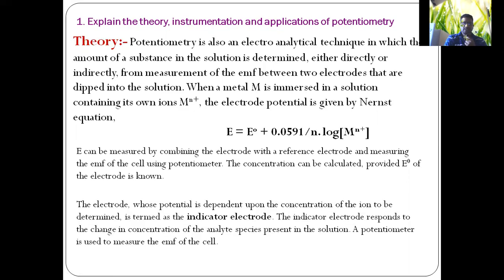The electrode whose potential is dependent upon the concentration of the ion to be determined is termed the indicator electrode. So in potentiometry, two electrodes are used. The electrode whose potential is independent of the concentration of the solution to be determined is the reference electrode. The indicator electrode responds to the change in concentration of the species present in the solution. To measure the EMF of the solution, a potentiometer is used.